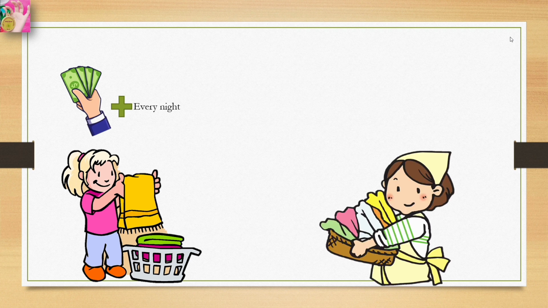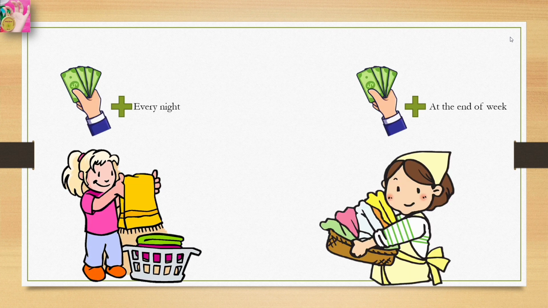I'm going to start with a short scenario in order to make it easy for you to understand. Alicia's mother gives her $1 every night she remembers to put her dirty clothes in the clothes hamper. And Sarah's mother gave her $1 at the end of the week, but only if she put her clothes in the hamper every night. Now, after a time, the mothers stop giving the girls the money. So, which child will stop putting the clothes in the hamper more quickly?